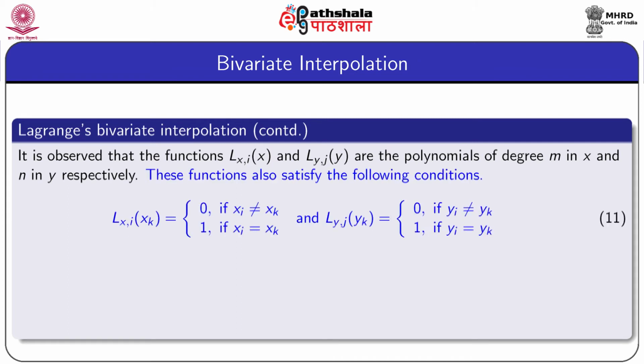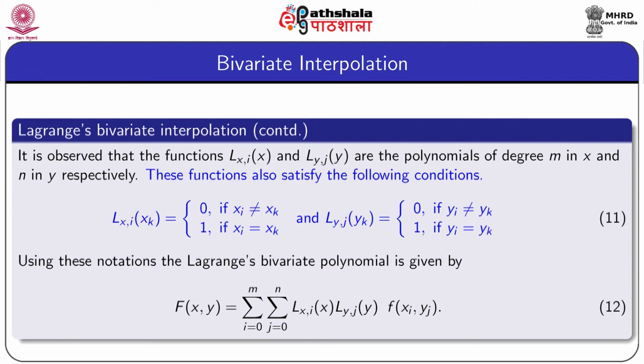These functions also satisfy the following conditions. These conditions are similar to the Lagrange interpolation polynomial in case of a single variable: Lxi at xk equals 0 if xi and xk are different, and it is 1 if xi and xk are equal. Similarly, Lyj of yk equals 0 if yj and yk are different, and equals 1 if yj and yk are the same.